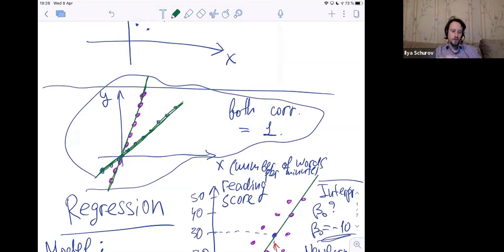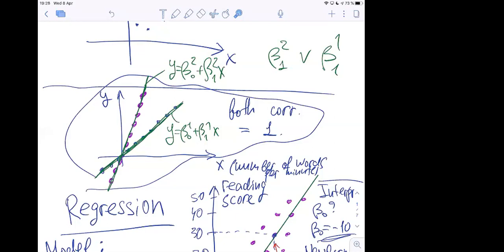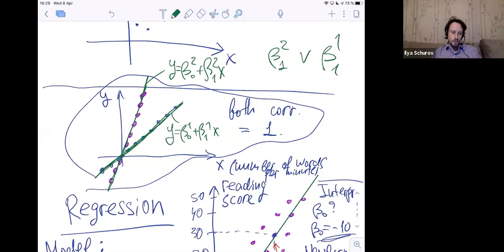By the way, we have a good question here. If I fit two regressions, this is y equals beta naught 1 plus beta 1 1 x, and this is y equals beta naught 2 plus beta 1 2 x. What can you say about the relation between beta 1 2 and beta 1 1? So between these two coefficients, which one is larger? Beta 1 2. Beta 1 2 is larger, yeah. Because we see that here the slope is larger than here.